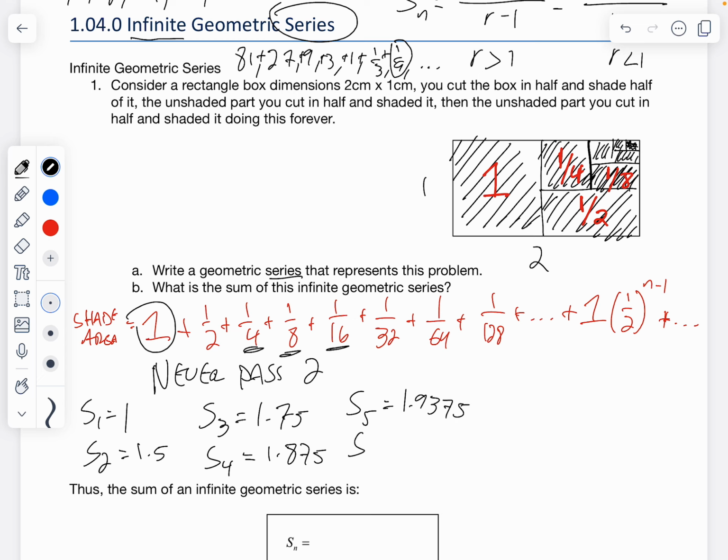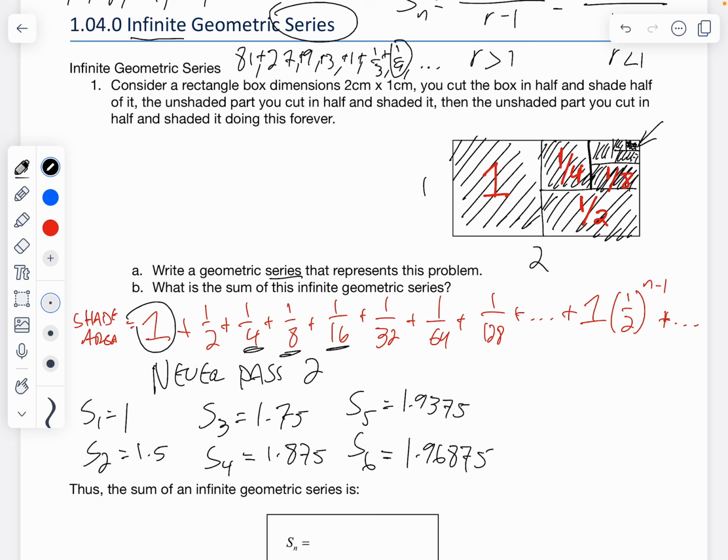Let's go up for one more. So S6 is going to be, if I add 1/32 to that, sorry, you can't see my calculator, I get 1.96875. And intuitively, I just need you to understand that no matter how long we do this, in this corner, there will always be a little white piece.